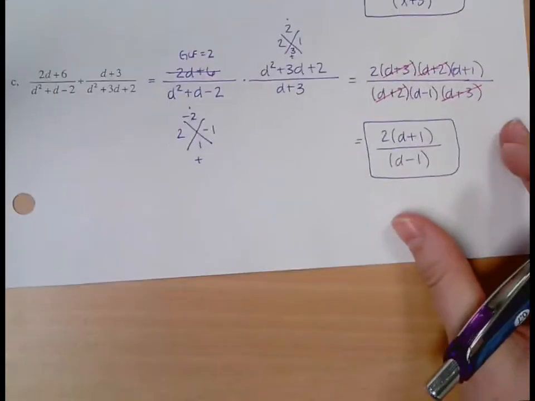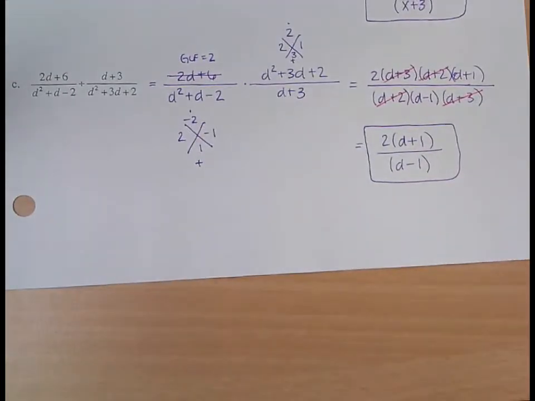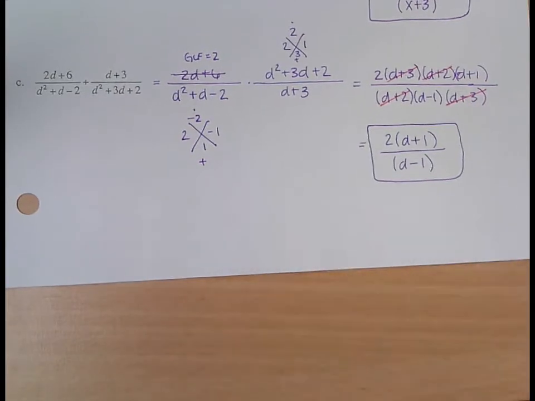All right, I know some of you might still be working, but just double check what you have. It should simplify to 2 times d plus 1 on top, d minus 1 on the bottom.